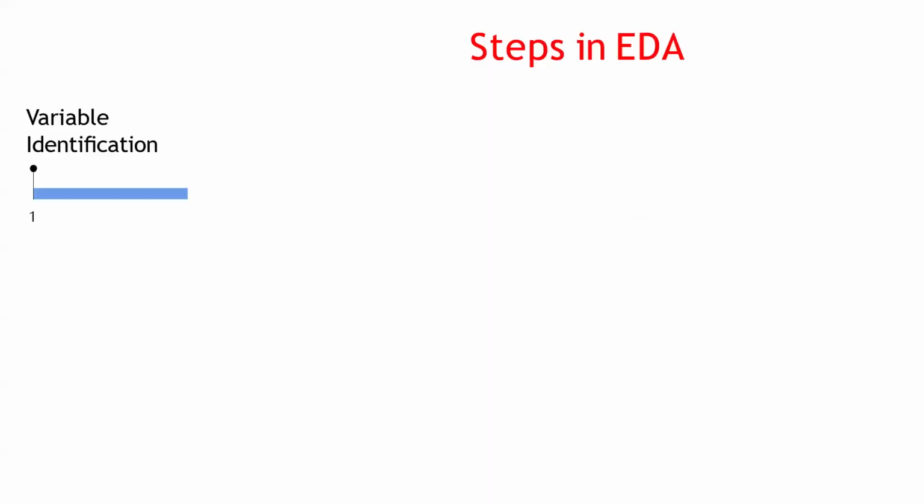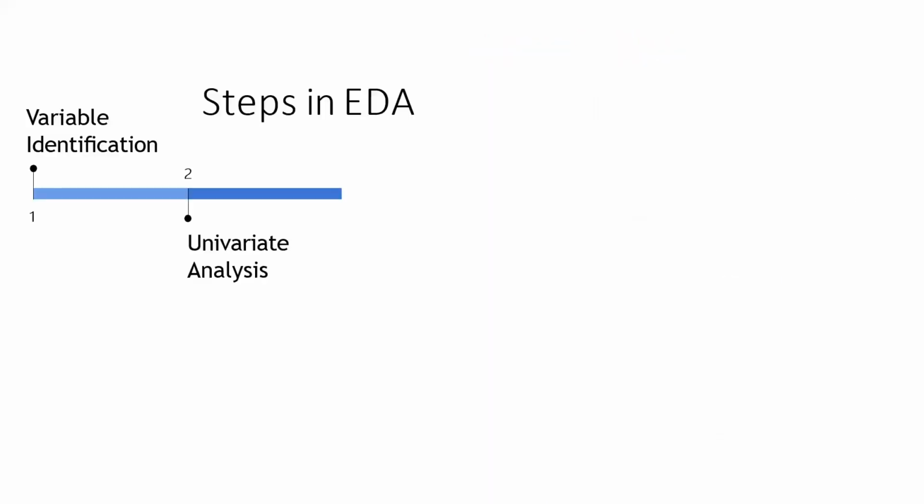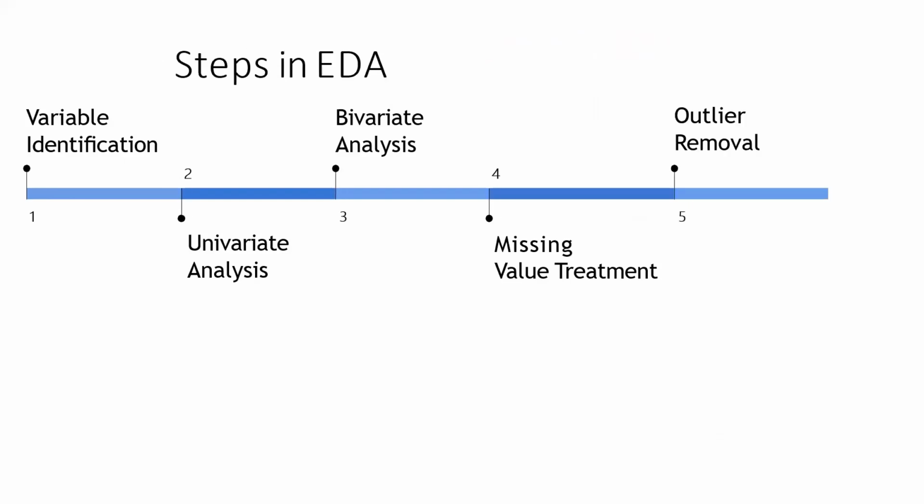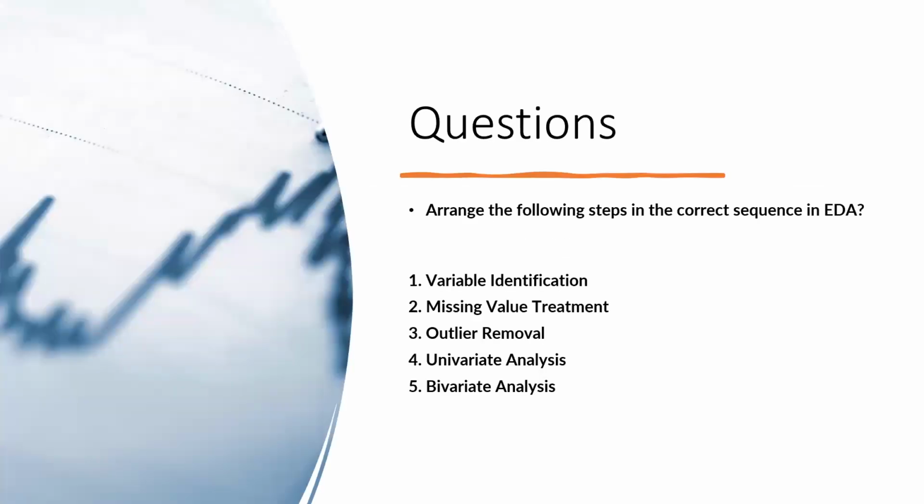Steps. First step is identify the variables. Univariate analysis, numerical variable, categorical variable, bivariate analysis. If missing values are there, missing value treatment. Outlier removal. These are the 5 steps we follow: variable identification, univariate analysis, bivariate analysis, missing value, outlier treatment. Question: arrange the following steps in the correct sequence in EDA. First step is variable identification. Next, univariate analysis. Next, bivariate, missing value, and outlier treatment.